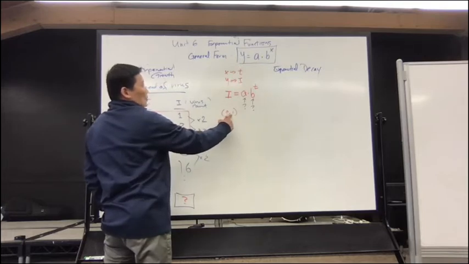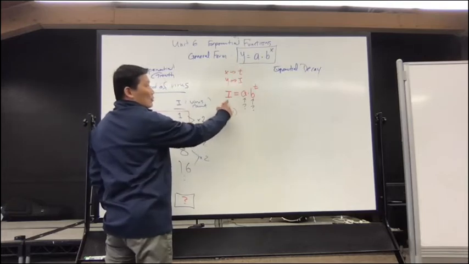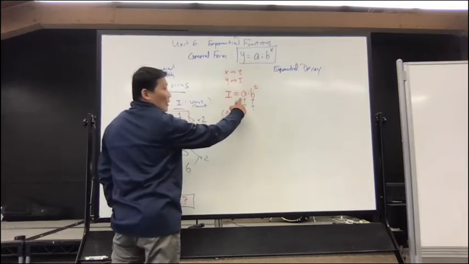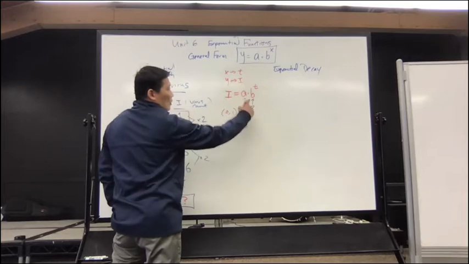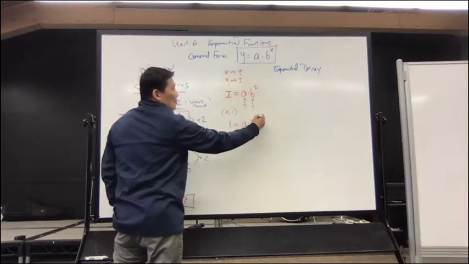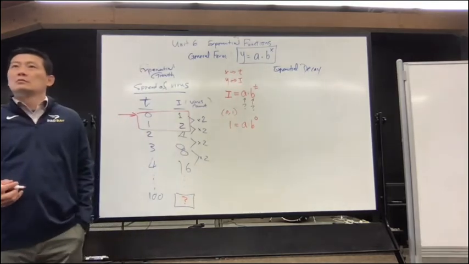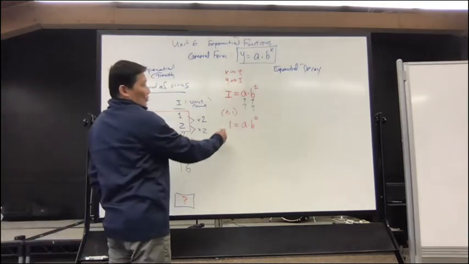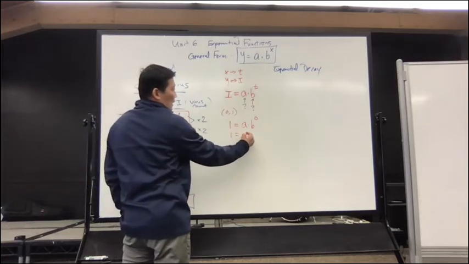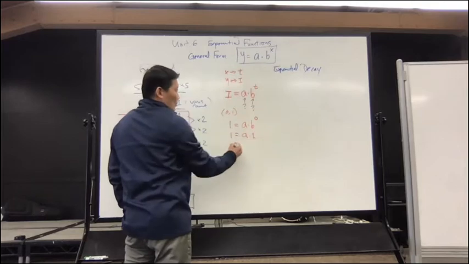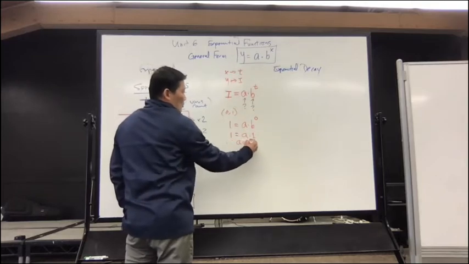Goes to I. So it's 1 equal to, do we know A? No. Do we know B? No. Do we know T? 0. Right? We know T is equal to 0. So we solve for this. So 1 is equal to A times, well, anything to the 0 is 1. So that means A is equal to 1.